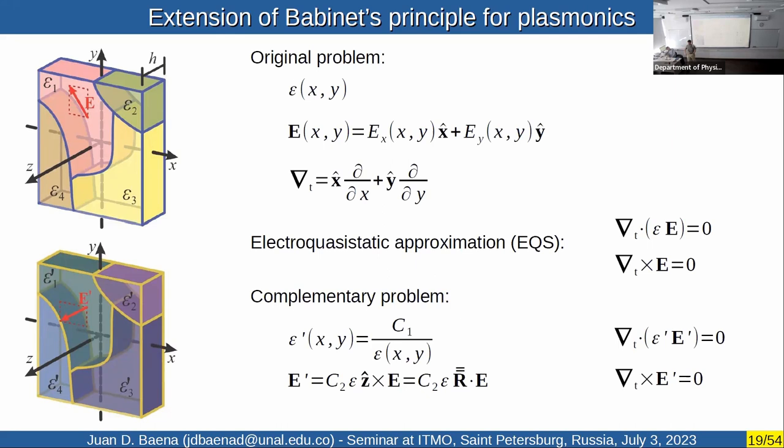The theta Cartesian coordinate is not included here, so permittivity is depending on x and y. Electric field, the same. This is the gradient operator. And for a quasi-static approximation, we could say that the divergence of the displacement vector is equal to zero. If you assume there is no free charge, we will write zero here. And Faraday's law can be written like this, because it is a quasi-static approximation, so I'm neglecting the time derivative of the magnetic field. In the complementary problem, we should have similar equations for the complementary electric field.